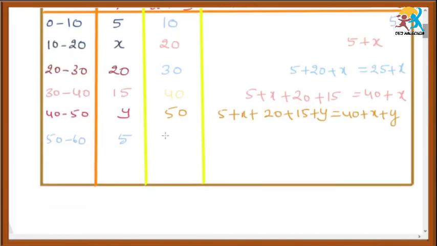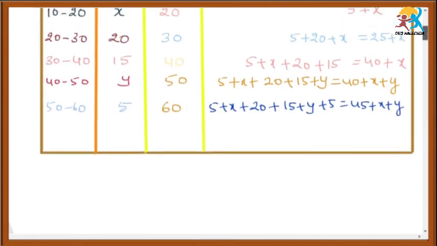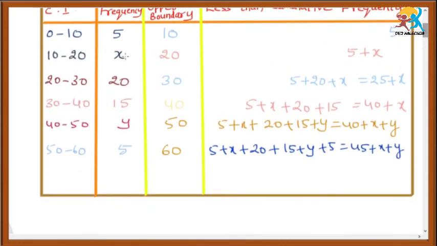Next one is 60. So 5 plus x plus 20 plus 15 plus y plus 5 is equal to 45 plus x plus y. Here the total number of students is 60. So if we add all the frequencies, we get 45 plus x plus y. So that is equal to 60. So we can write n is equal to 60.